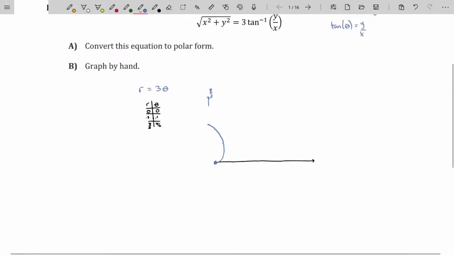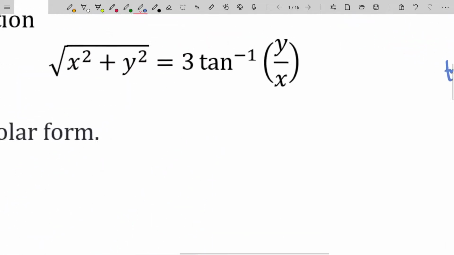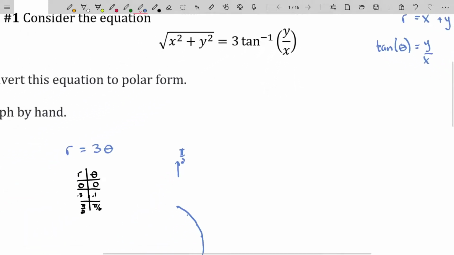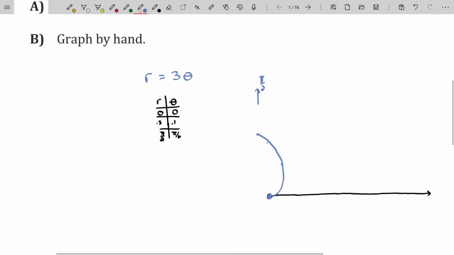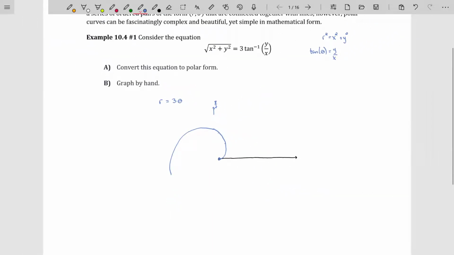Now, if theta was unrestricted, so let's just pretend for a moment that the tangent inverse wasn't involved. Let's just pretend that we were originally given r is equal to 3 theta, and that's it. Well, if that's the case, then as you continue to rotate around the circle, the distances will continue to get larger and larger and larger.